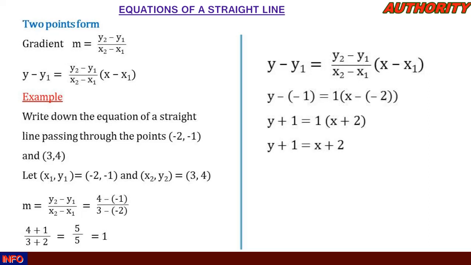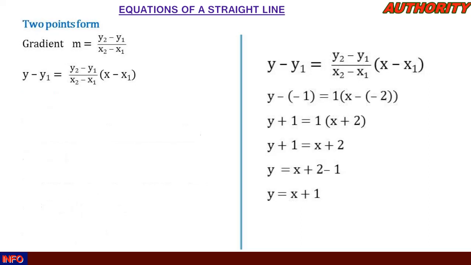So let's take plus 1 to the other side. That means we're going to have y is equal to x plus 2 minus 1. So 2 minus 1 is equal to 1. So the equation of the straight line which passes through 2 points, minus 2 comma minus 1 and 3 comma 4, is giving us y is equal to x plus 1. All right, yes. Now let's go.